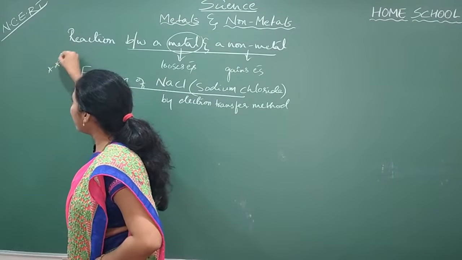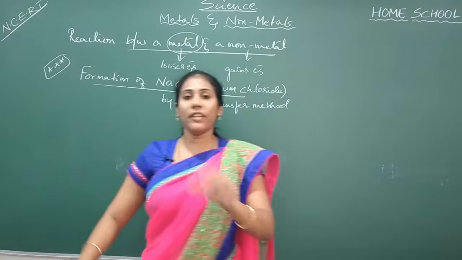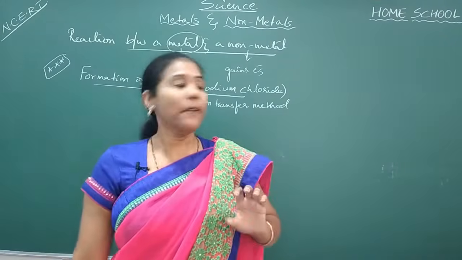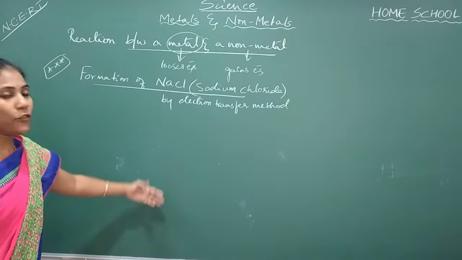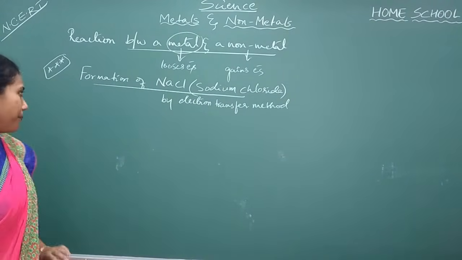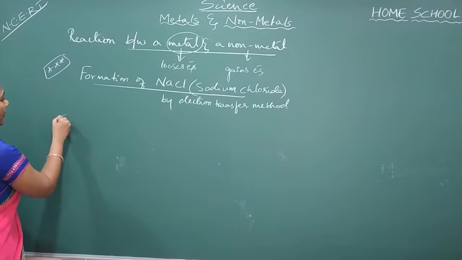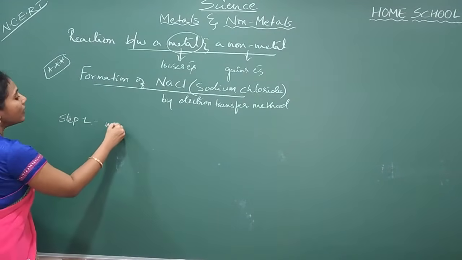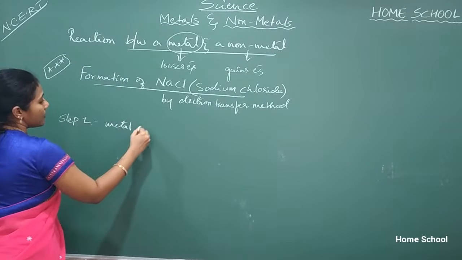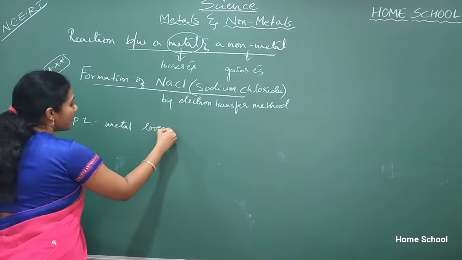I have put 3 stars. That means it's very, very, very important. Fine. So how to do the small workout? In 3 steps you have to show your answer. In step number 1, metal loses electrons.